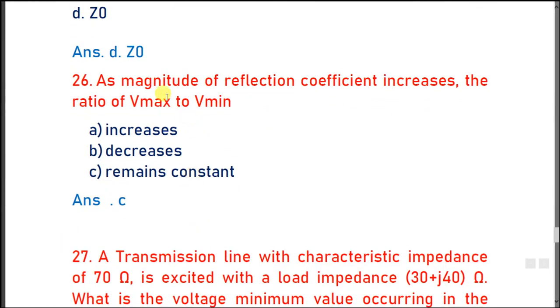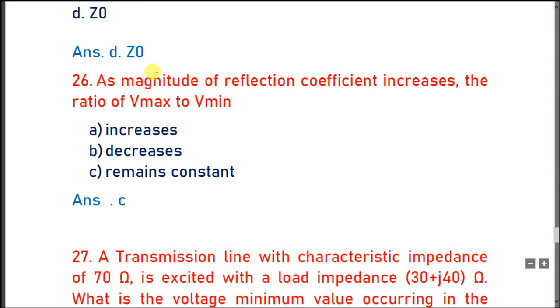As the magnitude of the reflection coefficient increases, the ratio of Vmax to Vmin is dash. The reflection coefficient relates to Vmax divided by Vmin. If you increase the reflection coefficient, the Vmax to Vmin ratio increases, but the magnitude of the reflection coefficient always remains constant.